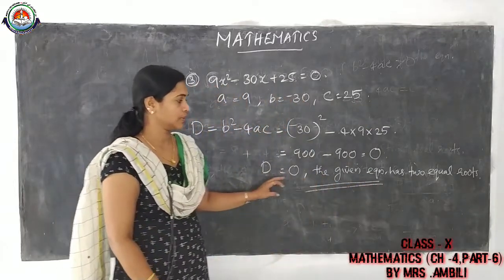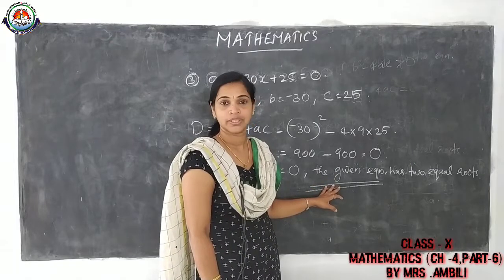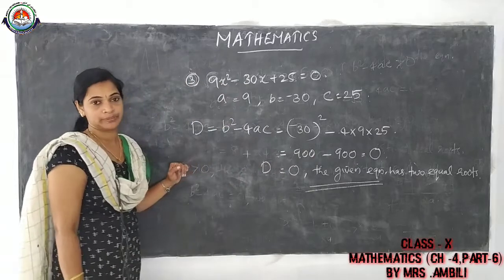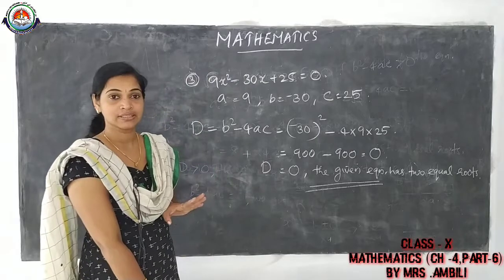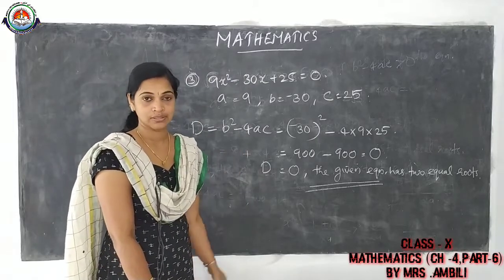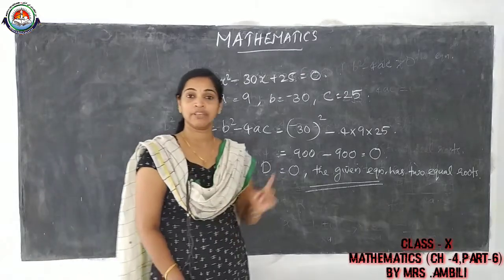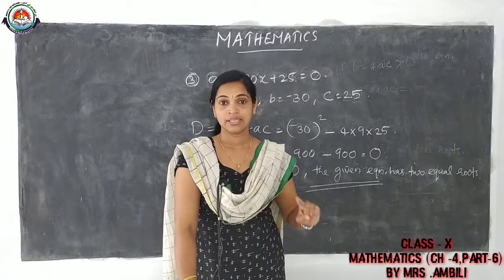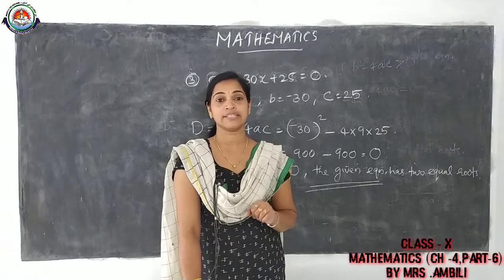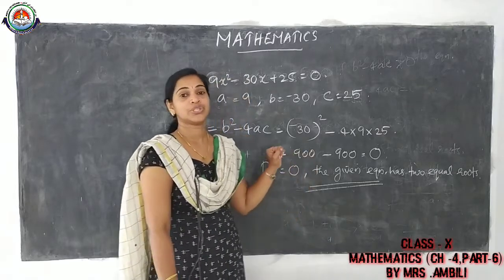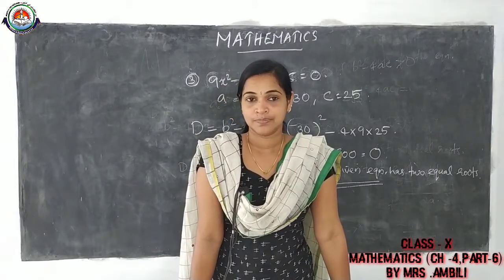D equals 0, therefore the given equation has two equal roots. Okay, so three types of problems we solved today. In the first case, D less than 0 means there are no real roots. Then the second question, what did we get? What is the value of b square minus 4ac we got in the second question? It is greater than 0. The value of b square minus 4ac greater than 0 means the given equation has two distinct real roots.